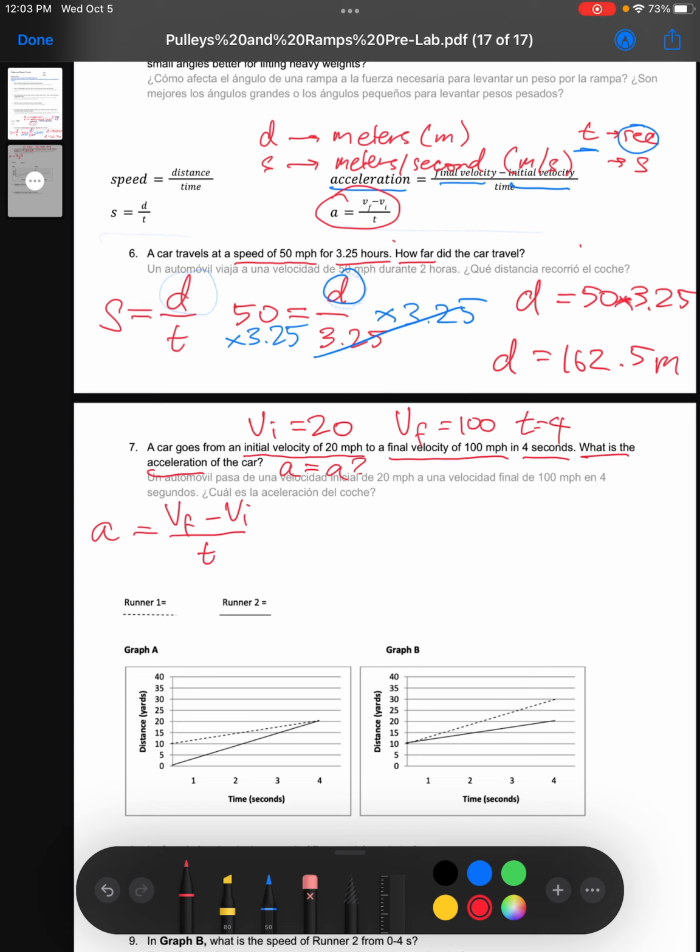Now let's put information from our question into the equation. So for A, we put A. For VF, what should we put for VF? For VF, we put 100. For VI, what should we put for VI? For VI, we will put 20. And for T, what should we put for T? For T, we will put 4.